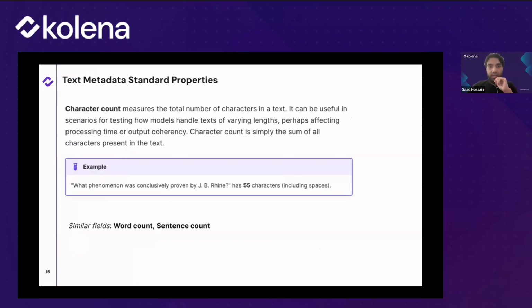For example, the first category is the standard properties that you could consider a bit trivial, right? Things like character count, word count, and sentence count, which are fairly easy with a couple of lines of code in Python. You could easily gauge how many characters there are in a text, and how many words and sentences there are. But these speak to more intrinsic properties of your data.